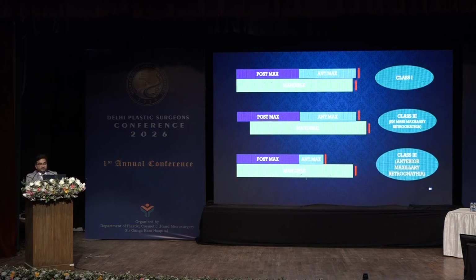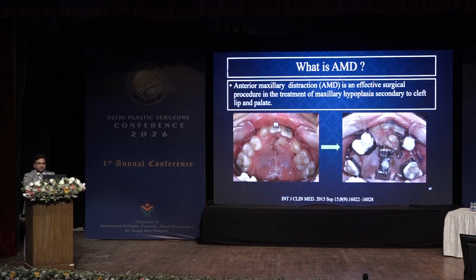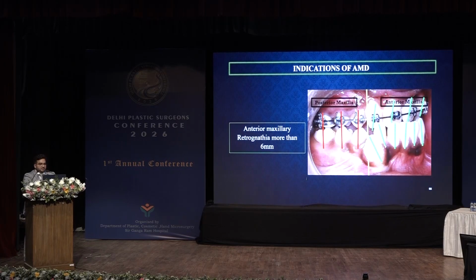Now the second scenario of maxillary deficiency is you just have an anterior maxillary deficiency. It's not en masse. So if your maxilla is small, the ideal treatment is to enlarge it, not to just protract it. So you have to consider anterior maxillary distraction in maxillary retrognathia of more than 6 millimeters. You see the red lines, the posterior teeth are in correct occlusion, whereas the anterior teeth are in retrognathia. So you consider such patients for anterior maxillary distraction.